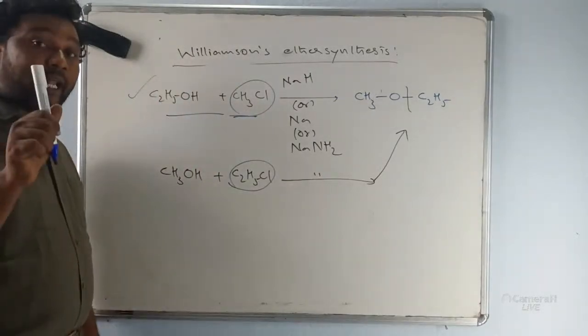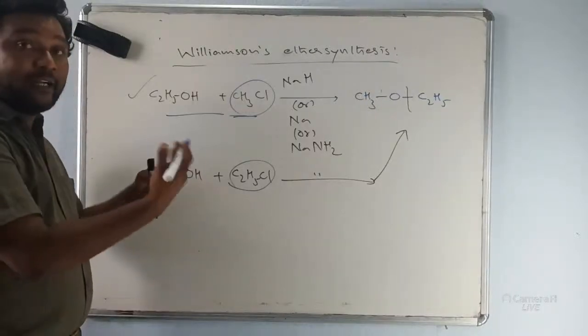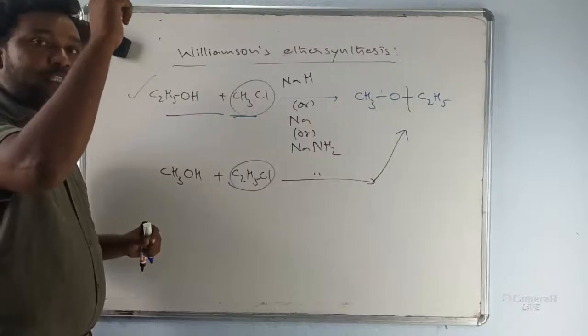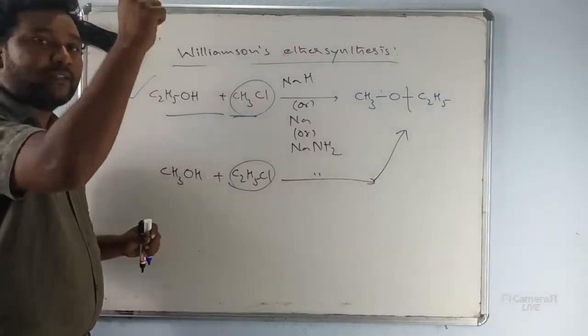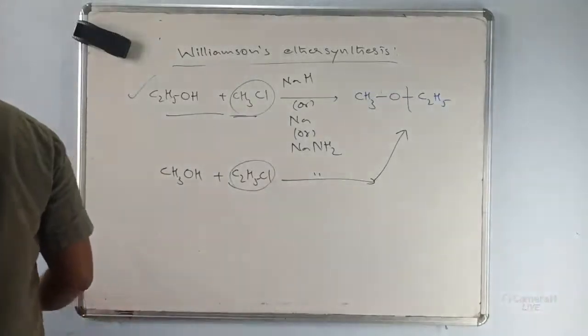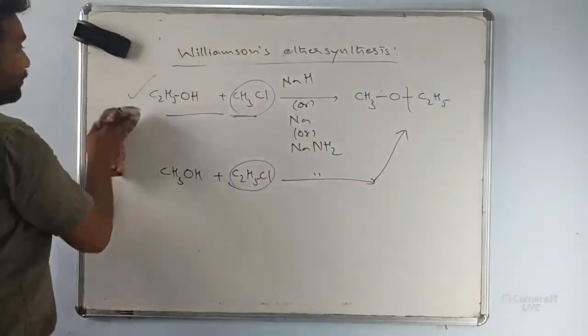Like this you have to select the correct choice in the Williamson synthesis. Simple logic I'm telling: SN2 mechanism. Follow the order of SN2 mechanism. Based on that, you can select the correct thing. Now let me tell you some other important cases in the Williamson synthesis.